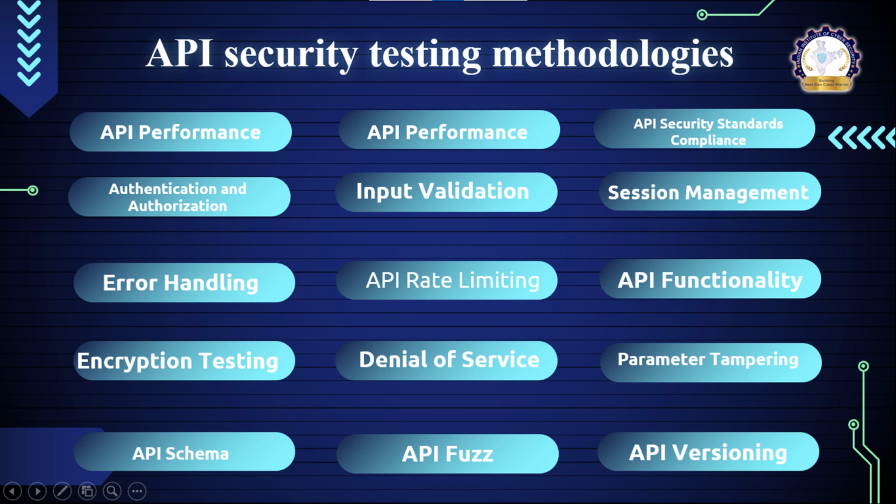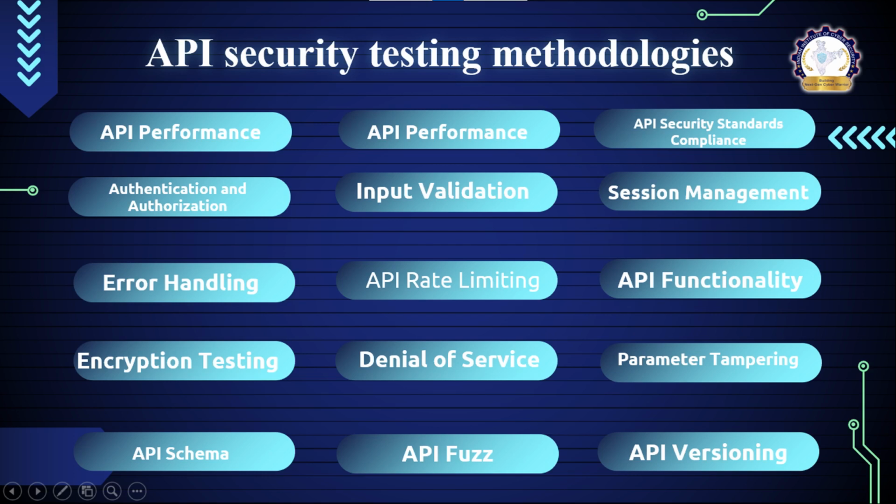The goal is to verify that the API is properly validating input parameters, detecting any tampering attempts, and responding appropriately by rejecting unauthorized changes or providing suitable error messages. By conducting parameter tampering testing, organizations can ensure that their APIs are robust and secure against common attack vectors, reducing the risk of data breaches, system failures, and other security incidents.